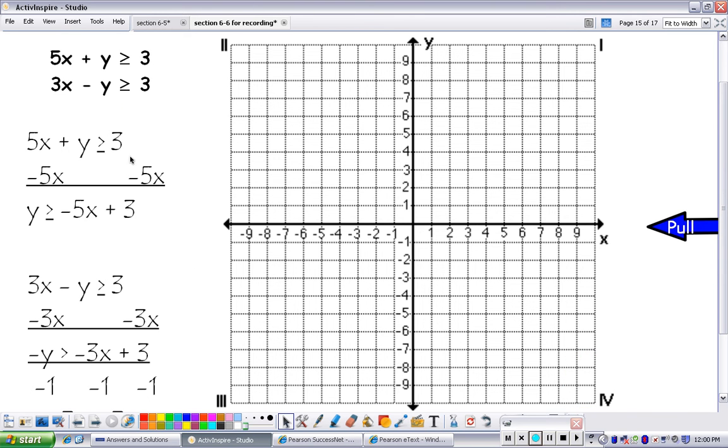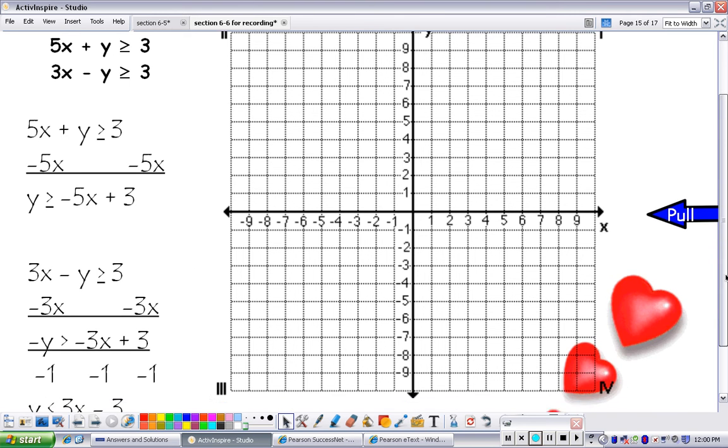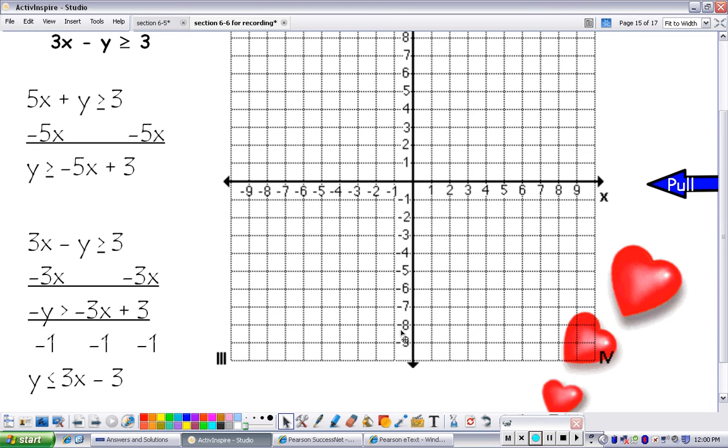And in the second one, we have to subtract 3x from both sides, divide by a negative. So again, dividing by that negative is going to reverse the inequality symbol to give us y is less than or equal to 3x minus 3.